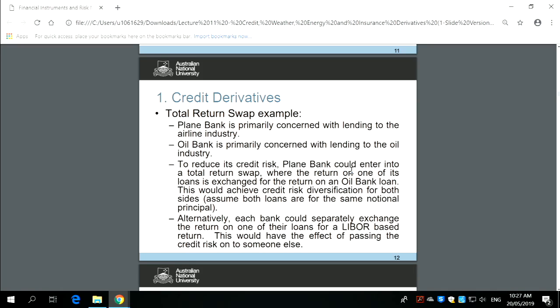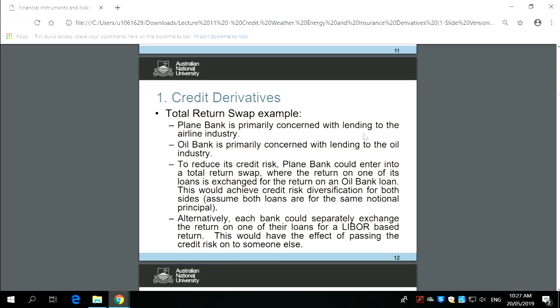So how can they diversify their risk, right? If I only lend money to airline companies, all of my credit risk is highly correlated with the performance of the airline industry. Now, the easiest way for those banks to diversify their credit risk is by using this total return swap, right? So for instance, as I mentioned in the example, we have the bank who predominantly lends money to the airline company, and then we have another commercial bank who specializes in lending money to the oil company.